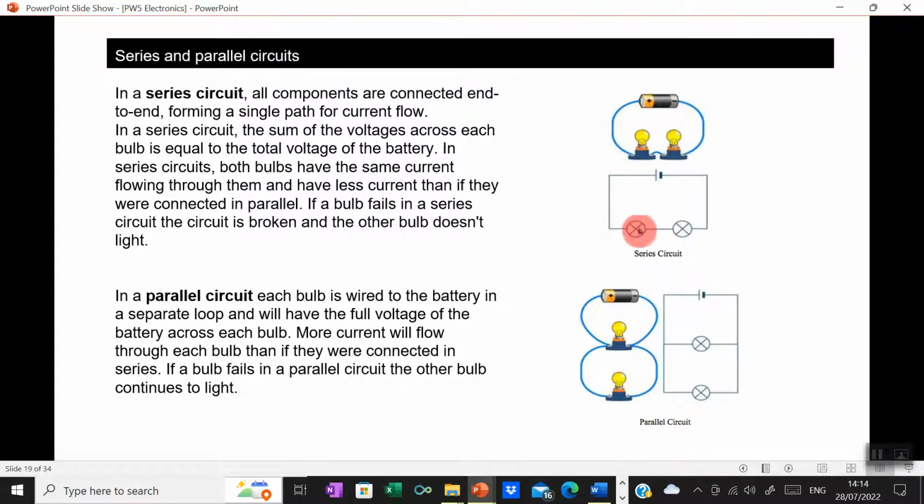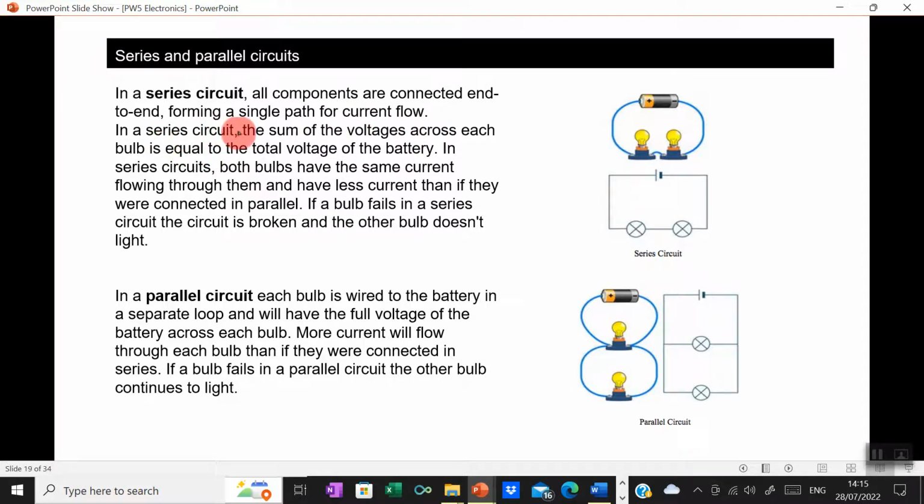And what we can see here is that both of the bulbs are in series. So that means that they're kind of lined up. So if you think about the current, the electricity is going to flow through both of these bulbs, from the battery through both of the bulbs, and it's going to do it in series. So in a series circuit, all components are connected end to end. So we can see that they're connected end to end, forming a single path for the current to flow. So there's just one path that the current can flow through.